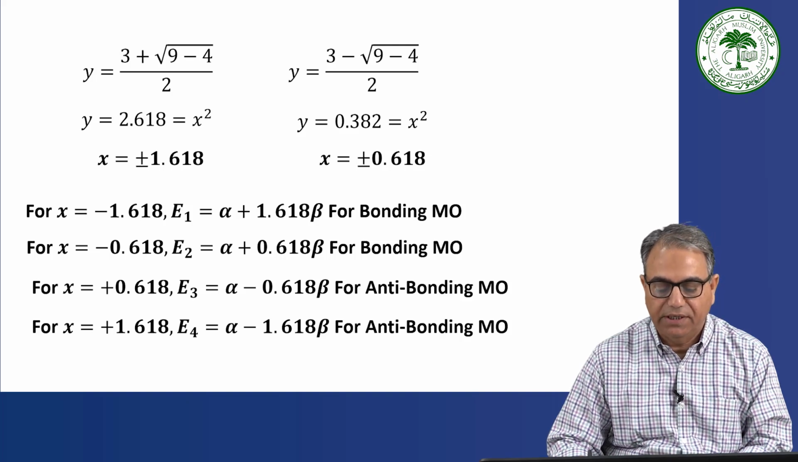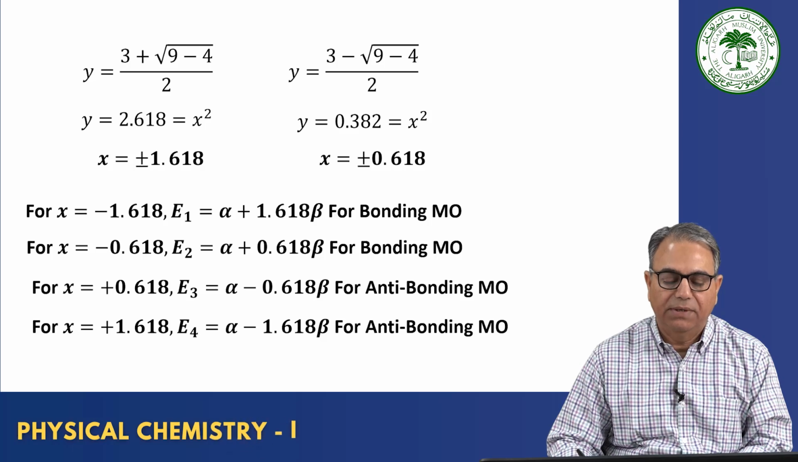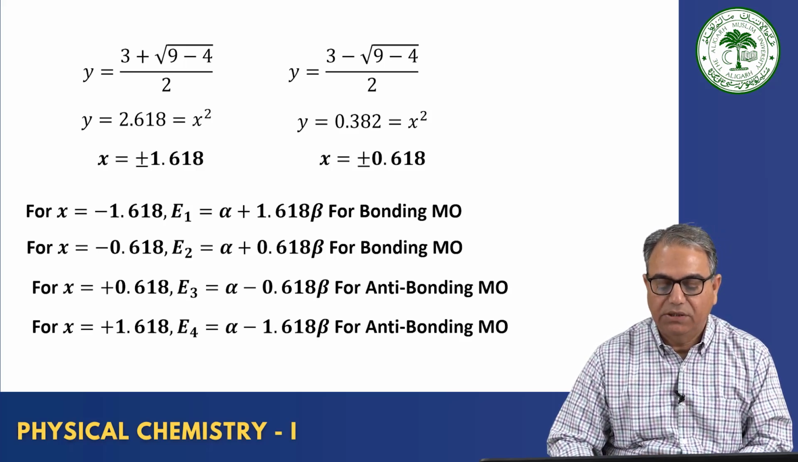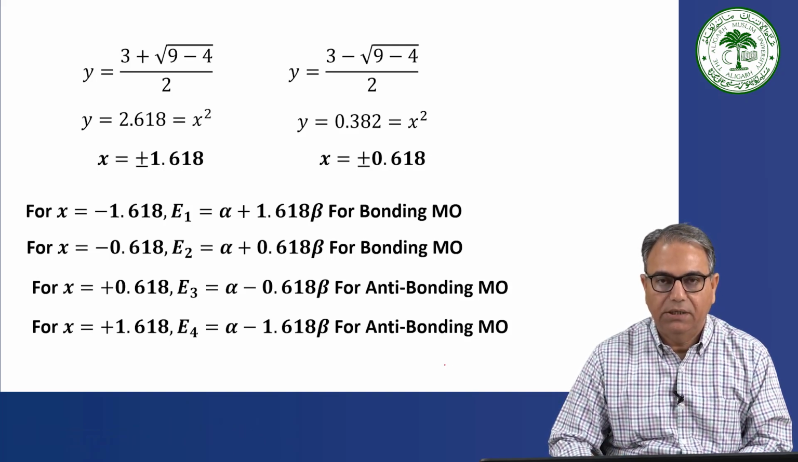So we get 4 different energy levels, and obviously, since I am saying from the beginning time and again that both alpha and beta are negative quantities, the bonding molecular orbital has energy alpha plus 1.618 beta. Then another bonding molecular orbital has energy alpha plus 0.618 beta. Since both alpha and beta are negative quantities, these will be more negative values of energy.